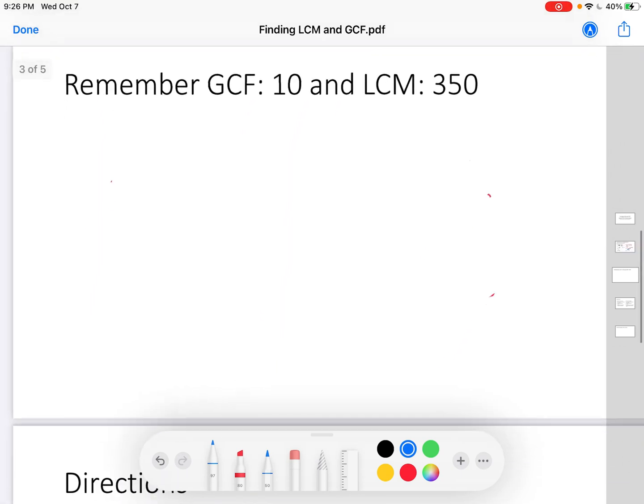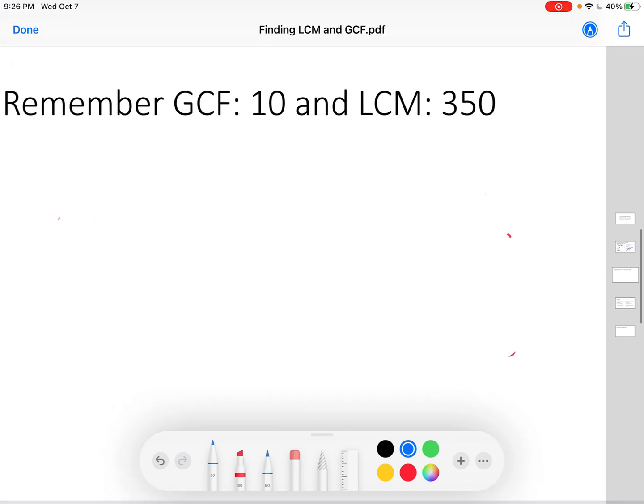All right. Now, I want to show you how to do the same thing using 50 and 70, but now we're going to use prime factorizations. We will still get 10 for the GCF and 350 for the least common multiple. So let me show you.